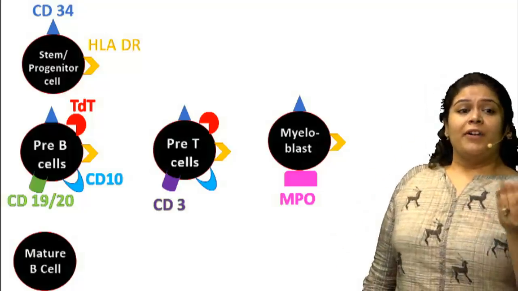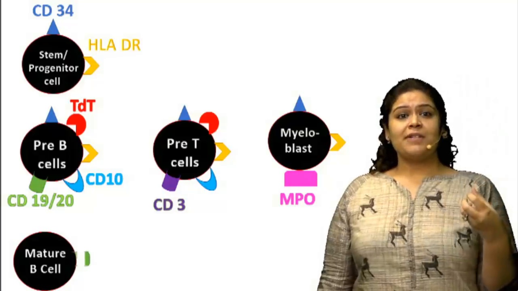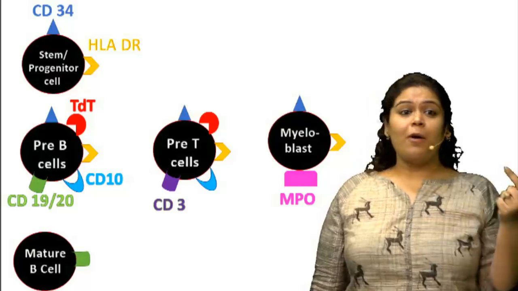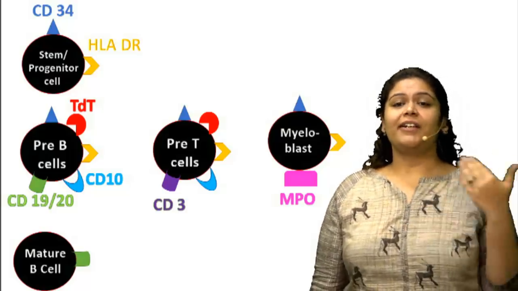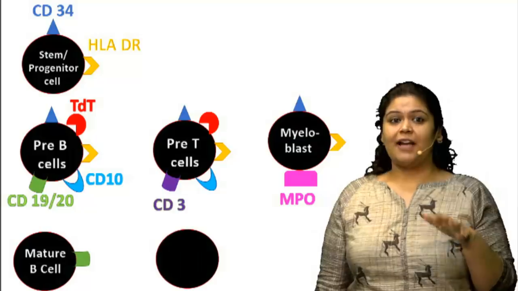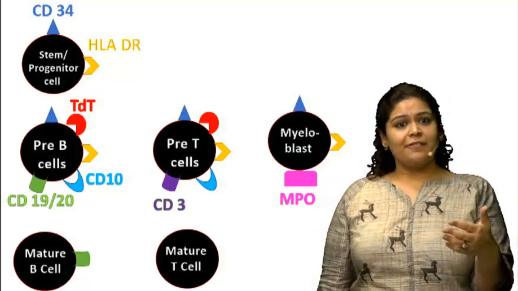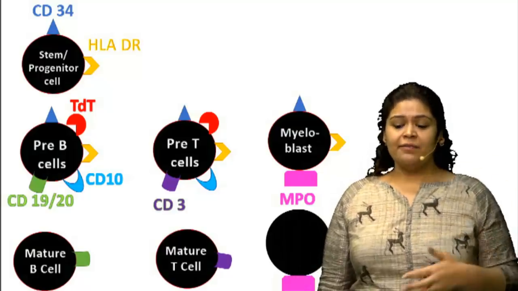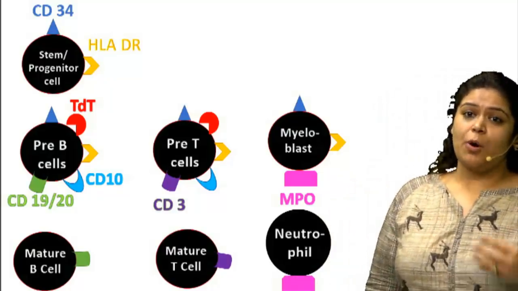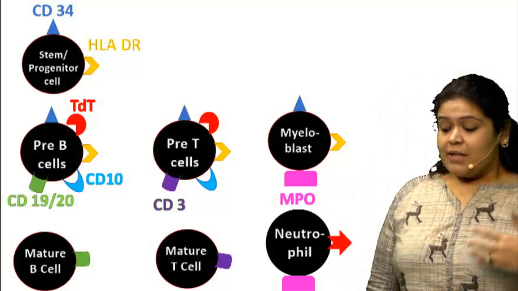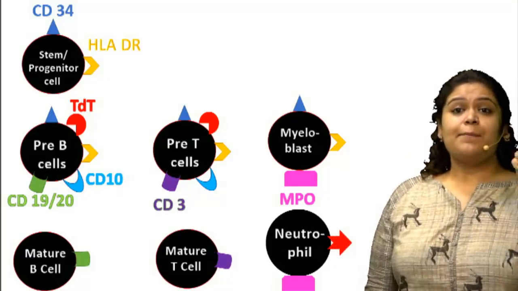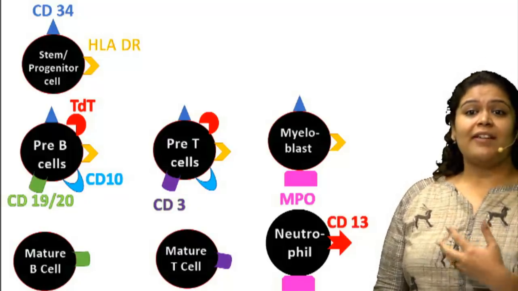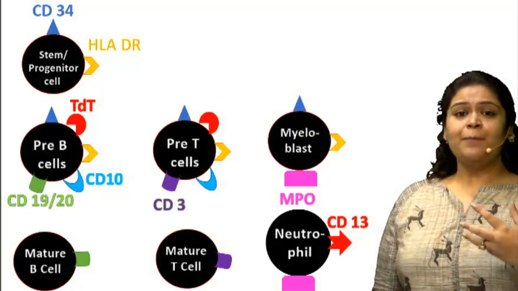Next, what if the cell matures? If the cell matures, it will lose the markers that are expressed because of its immaturity, right? So CD34 gone, HLA-DR gone, TdT gone, CD10 gone. We're left with CD19 and 20 if it's a B cell. In the same way, we are left with CD3 if it's a T cell, among other markers, of course. And then we are left with MPO if it's a mature neutrophil, right? There are some other receptors that can be expressed because it's attained maturity, for example CD13, which again we take as a sign of a mature cell.